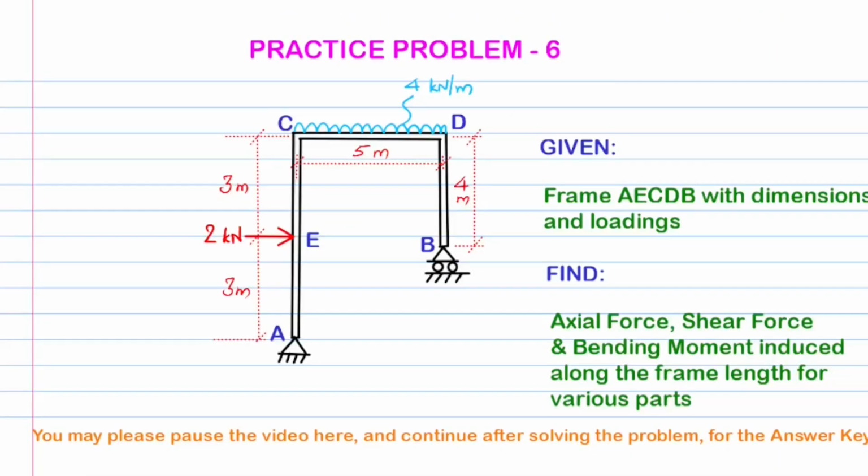The final practice problem for this lecture consists of a frame AECDB as shown in the slide with the dimensions and the loadings given. It is required to consider separate portions of this frame as free body diagrams and consider each one as a separate entity for the analysis of resistive forces and moments along their respective lengths. You may again consider pausing the video at this instant and resume after the solution is ready for the answer key.